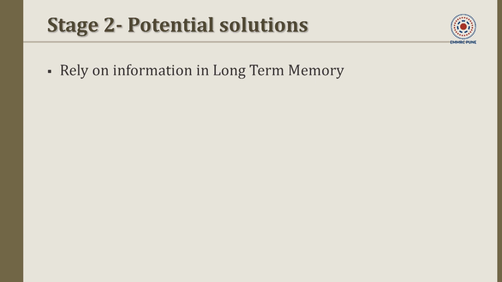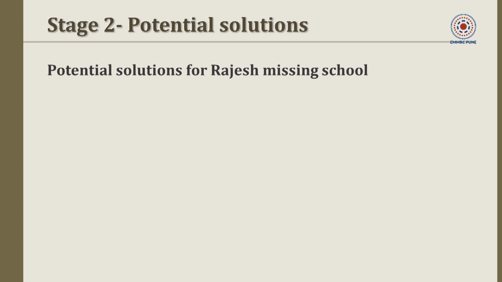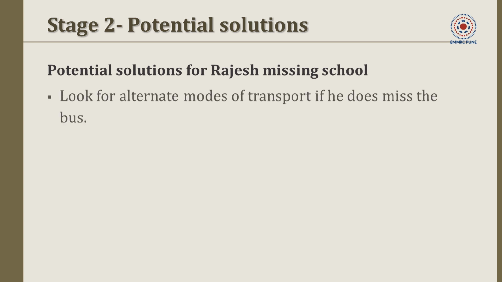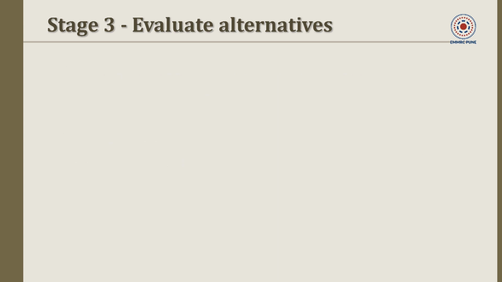This helps us in coming up with more solutions to the problem and increases the likelihood that we will reach the goal. If Rajesh is missing school because he oversleeps, what could the solutions be? Some of the potential solutions could look like: look for an alternate mode of transport if he doesn't miss the bus, no screen time after 7 p.m., create a routine which ensures that he eats dinner and sleeps at a reasonable time. Stage 3. Evaluate each alternative.